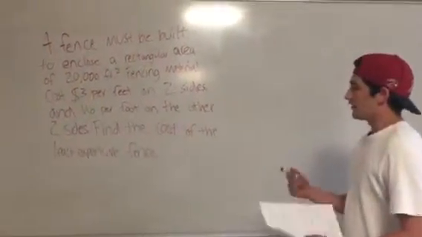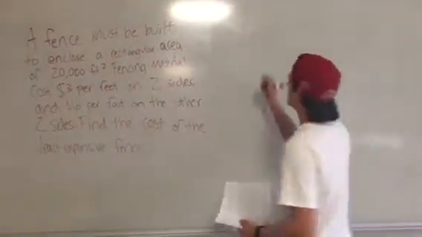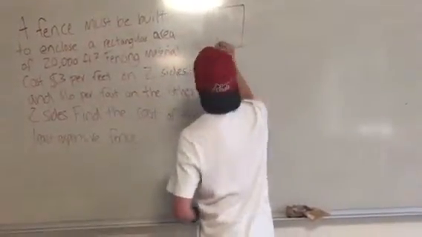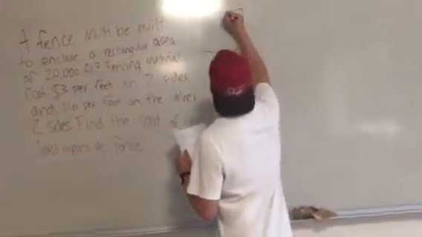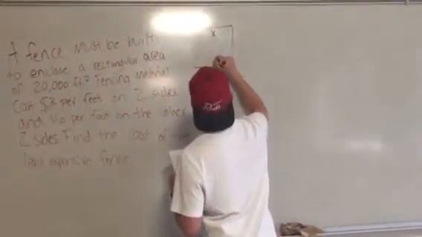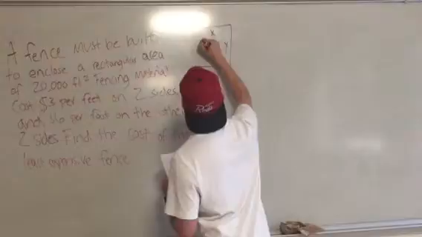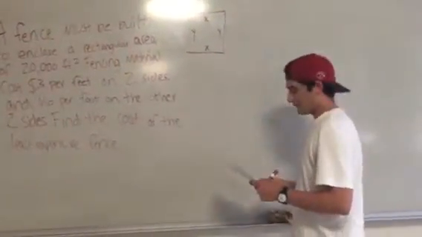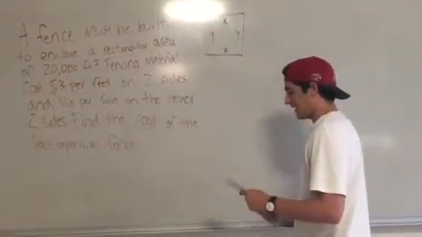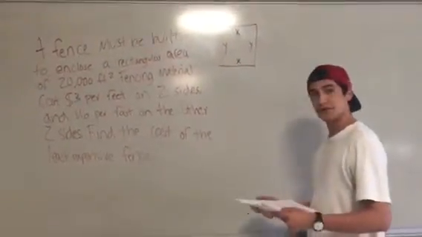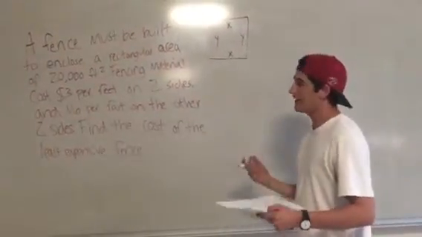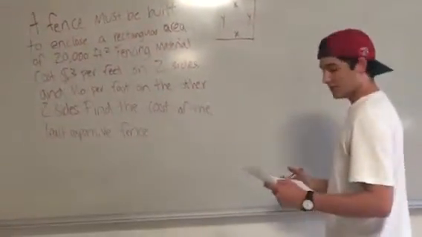So, first off, we're going to draw a rectangular fence, so we have a visual aid of our problem. We're going to have our two x's facing north and south, and our two y's facing east and west. Now that we have a visual, we know that 2x feet of fencing at $3 per foot are needed for the two sides facing north, and 2y feet at $6 per foot for the other two sides.